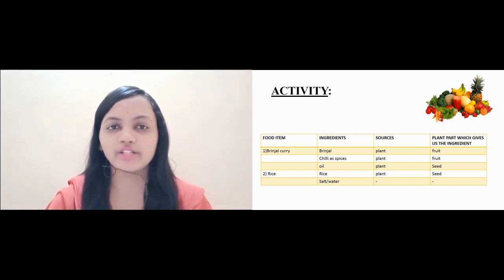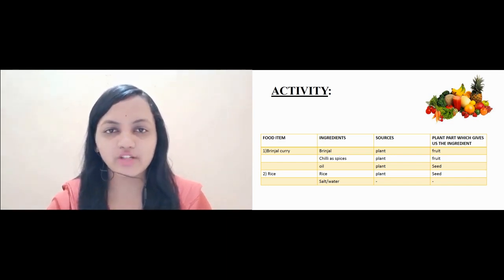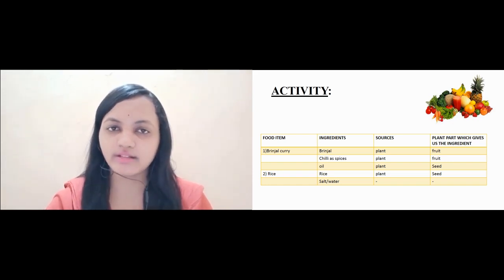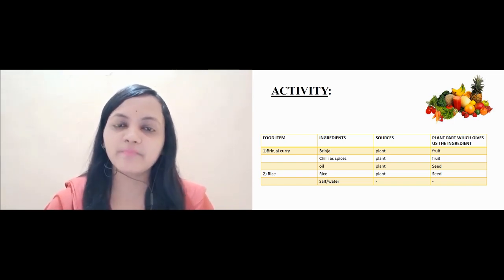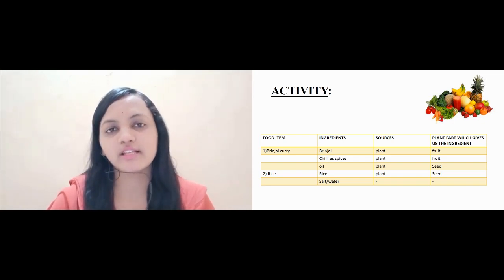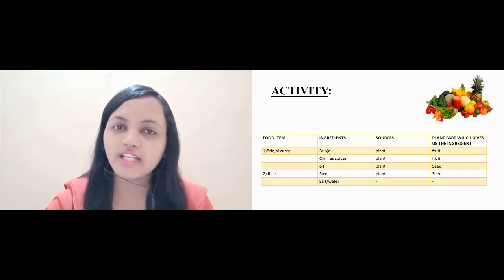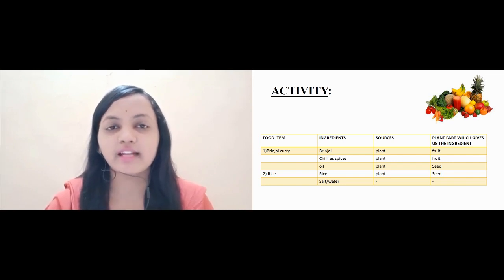Now we have to write whether the ingredients used are plant source or animal source. Plant source means those things which are obtained from plants. So chili comes from the plant, so in the third column it is written plant. Then you have chilies and spices. From where are they coming? They are coming from the plant. Our third is oil. Oil is also coming from the plant, specifically from the seeds.